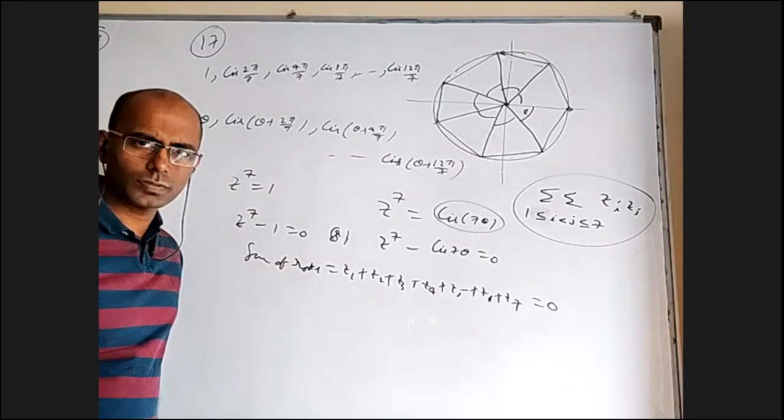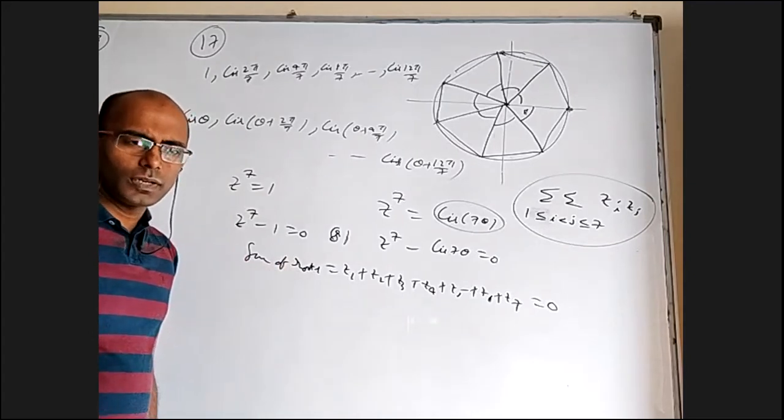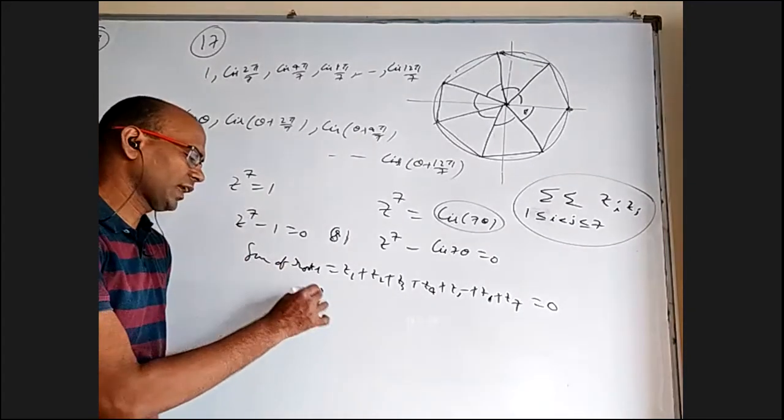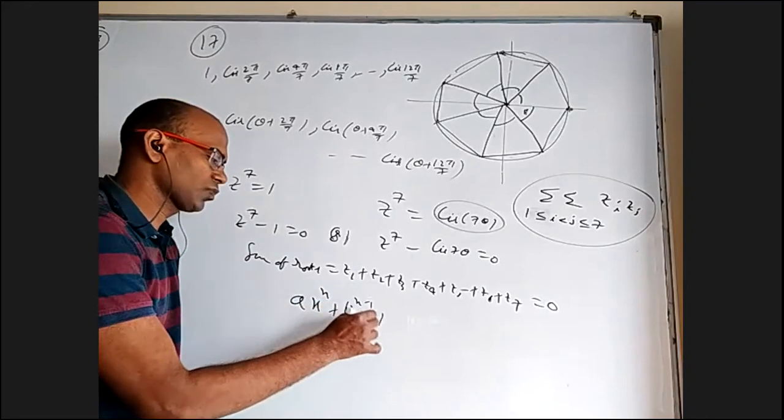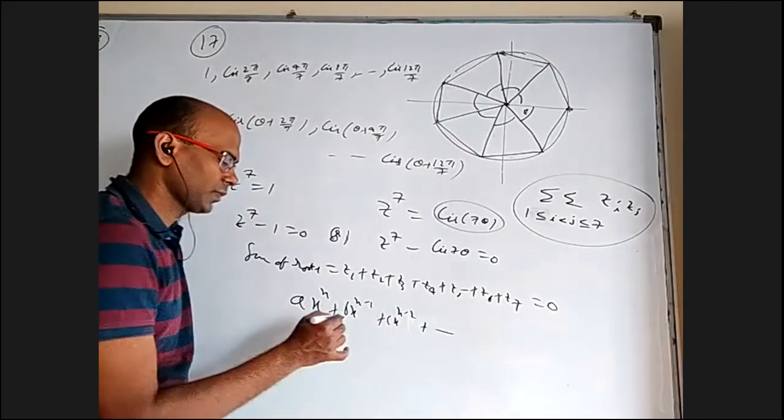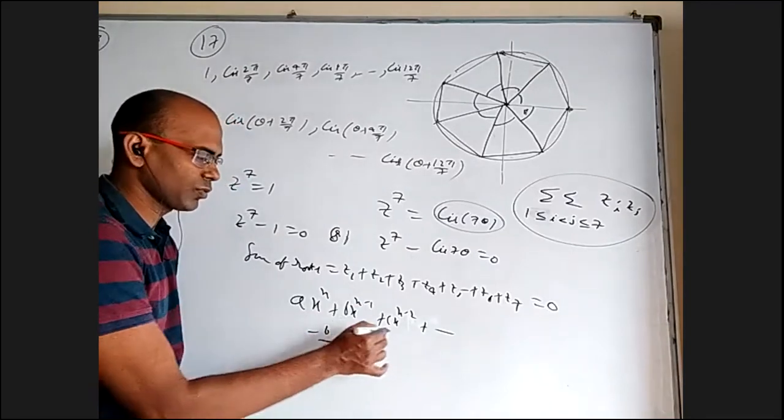in theory of equations. Anybody want to tell what it is? For example, a x power n, b x power n minus 1, c x power n minus 2, something. Minus b by a is the sum of the roots. What about c by a?